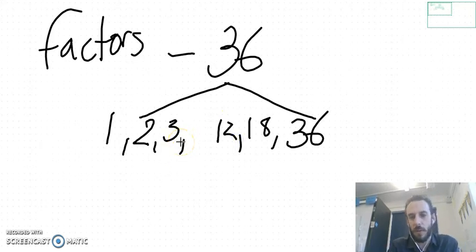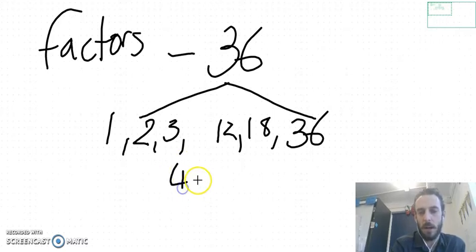Then you got 4. Is 4 times anything 36? And I'm thinking of my 9 times table. So I've got 4 times 9.